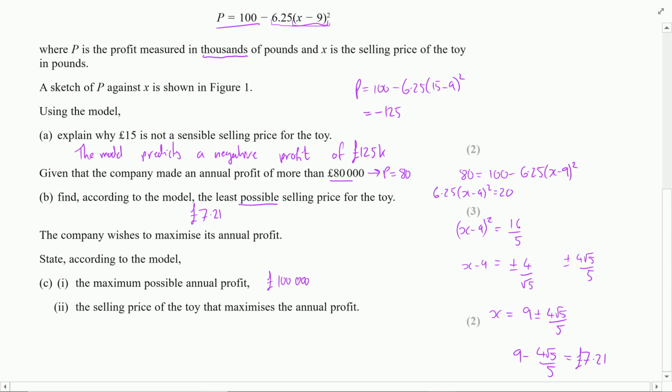£100,000. And the selling price for the toy that maximises that profit, well, when does 100 occur? It occurs when we don't subtract anything away from it whatsoever, so that would mean that the value x here would have to take 9. So the selling price would be £9, and that will give us our maximum profit.